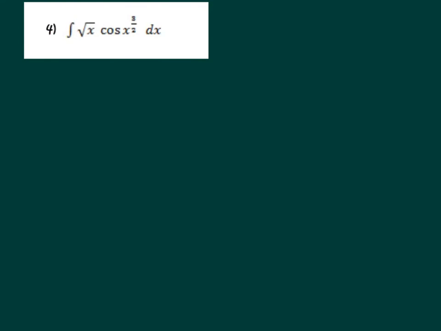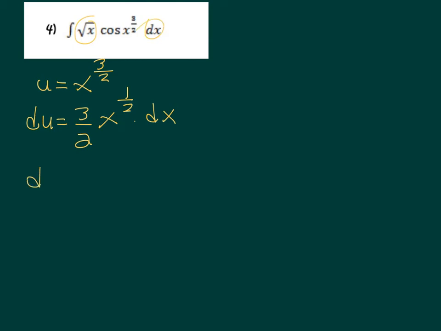Our next exercise, we have the integral of the square root of x times cosine of x to the 3/2. So again, we need to find u, and u is going to be x to the 3/2. If u is x to the 3/2, du will be 3/2 of x to the 1/2 times dx. And as we have only x to the 1/2 times dx, we are going to multiply du by 2/3. So 2/3 du will be equal to the square root of x times dx.